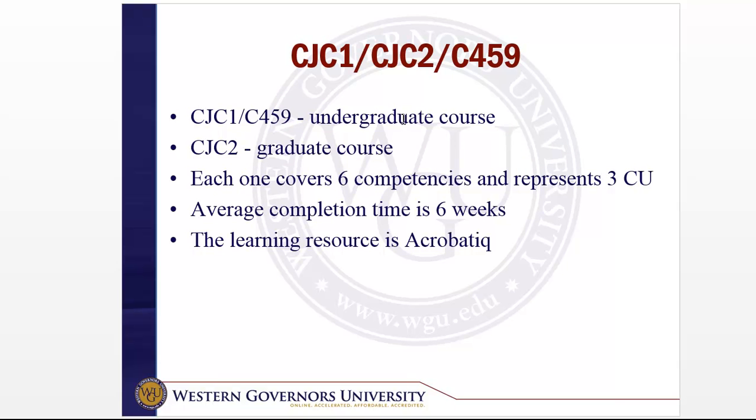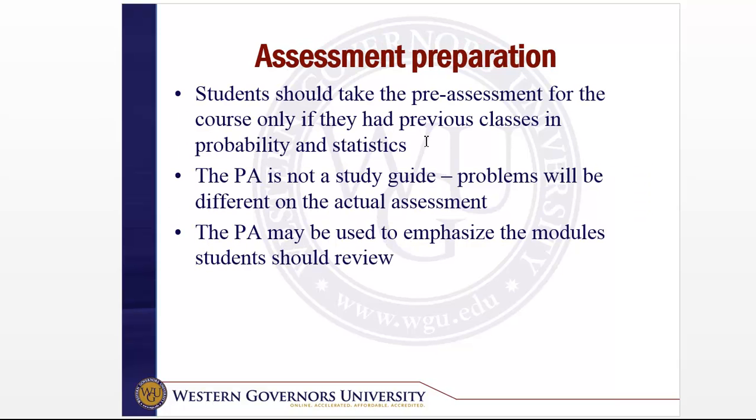Right now we have several course codes. CJC1 and C459 are undergraduate courses, and CJC2 is a graduate course. They are all completely the same. Each one covers 6 competencies and represents 3 CUs. The average completion time is 6 weeks, and the learning resource is Acrobatique.